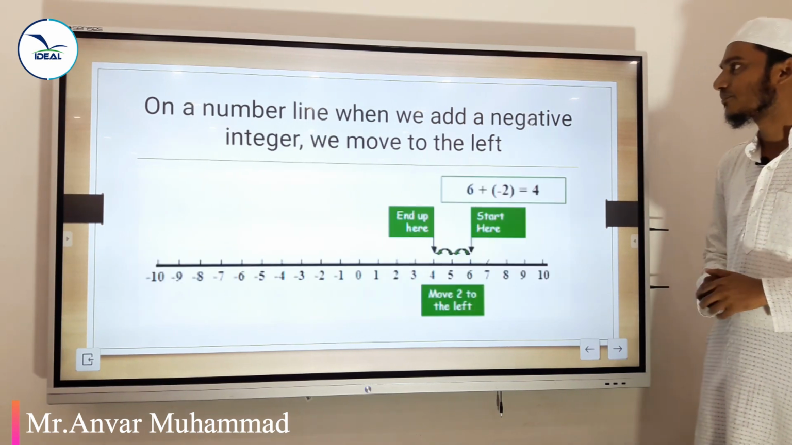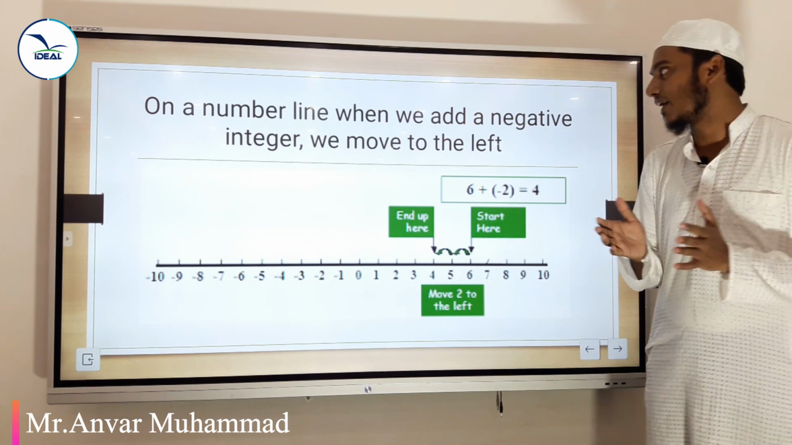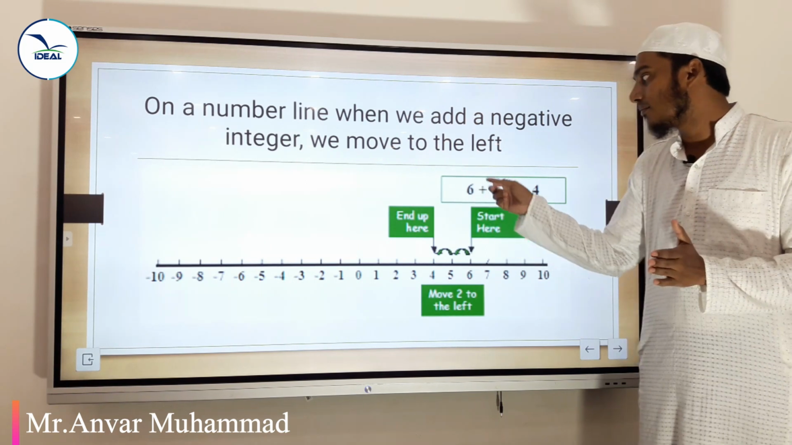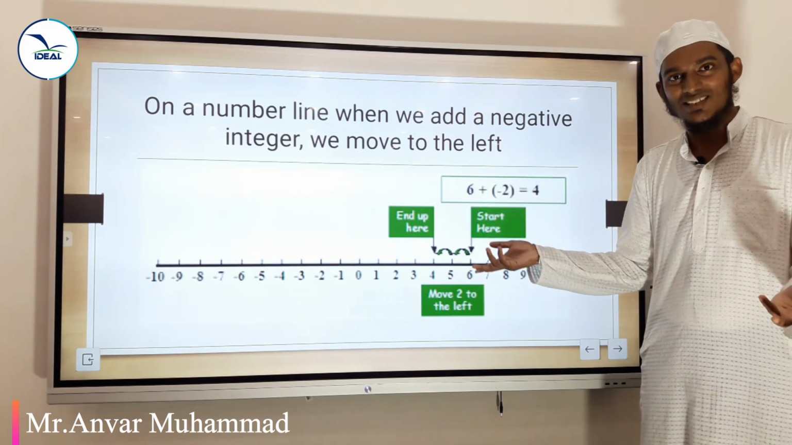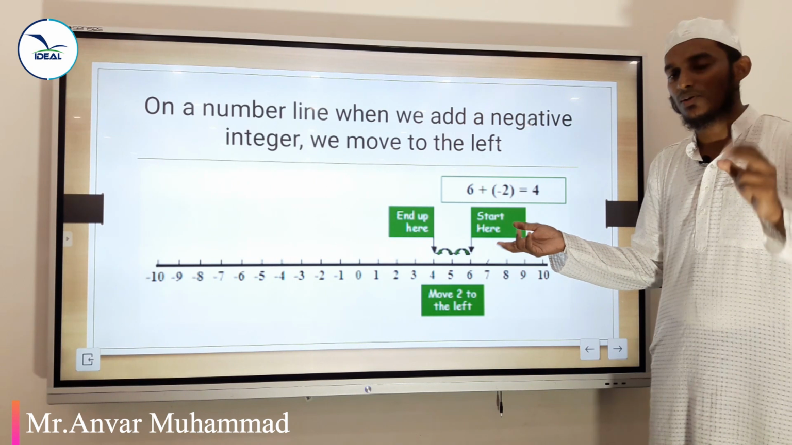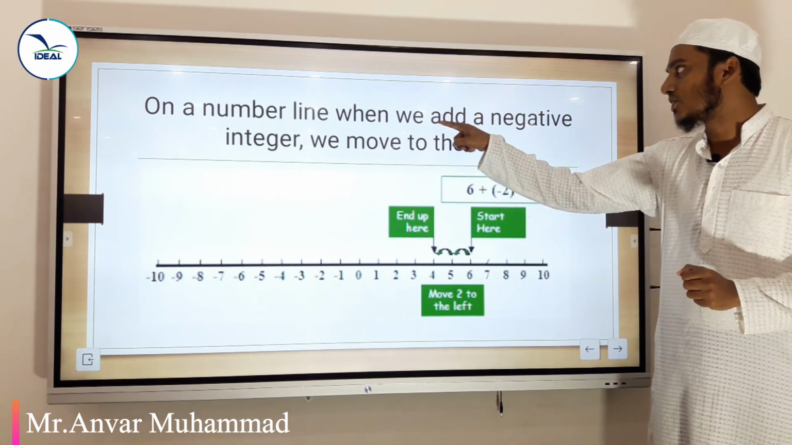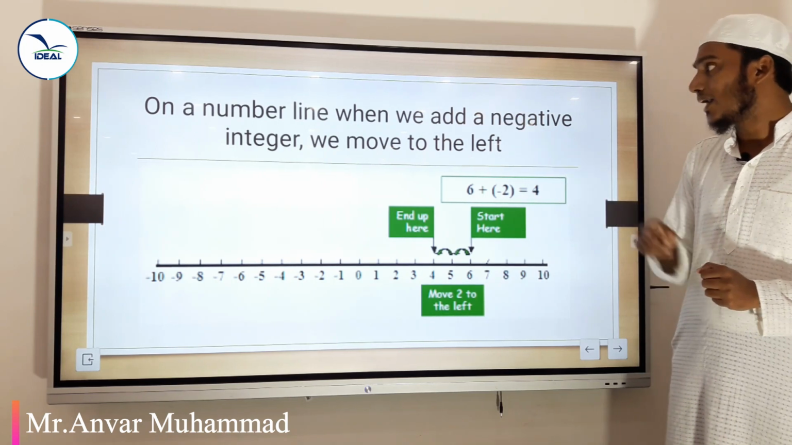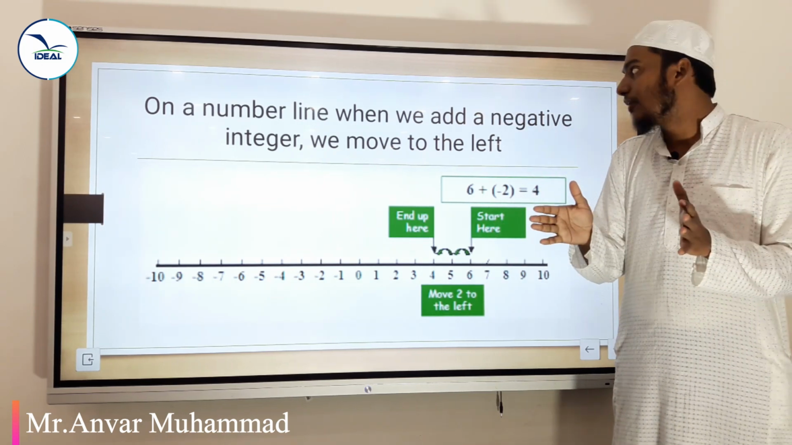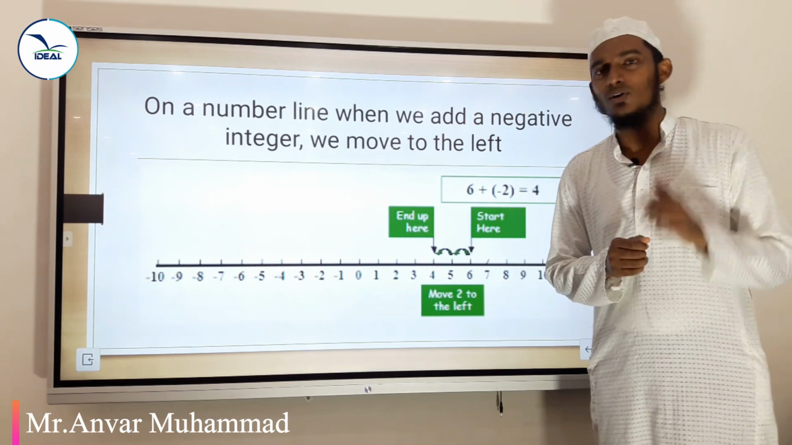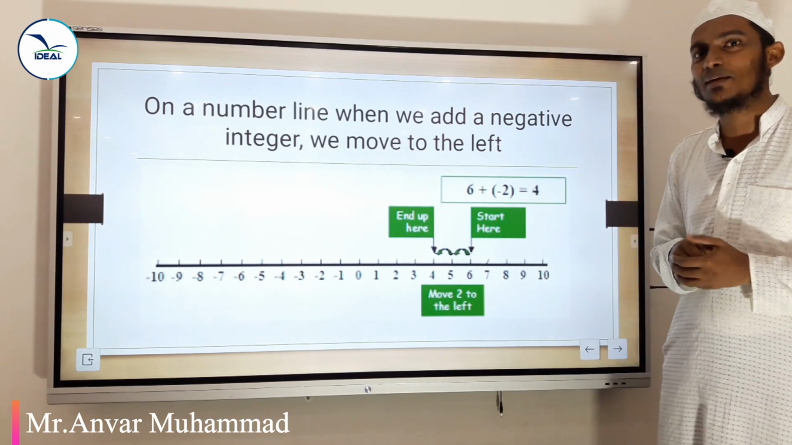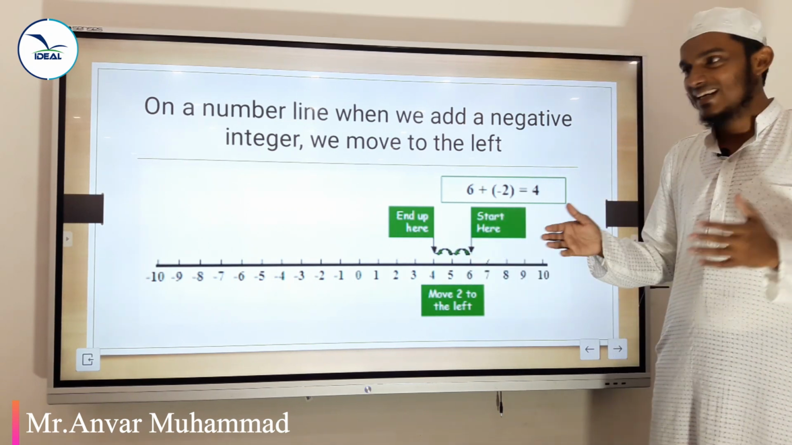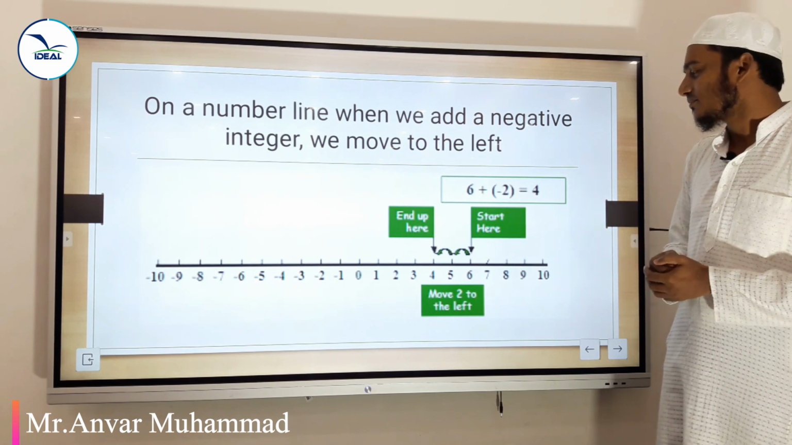The second one is, what happens on a number line when we add a negative integer? Again, the first number is not a matter of concern for us. Two things are very important. The first one is the operation addition. The second one is negative integer. So what happens on a number line when we add a negative integer? Think about it, the answer is here in the clip. We move to the left. Very simple.